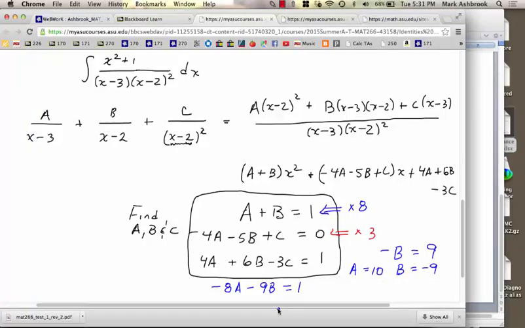Is there somewhere easy to get c? This is negative 5. Negative 5? Anybody else get that? All right, we'll just go with it.